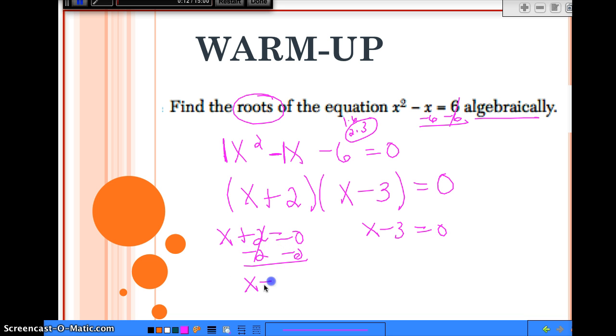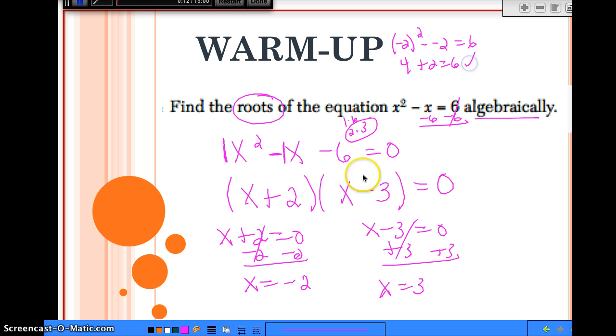And that gives me one possible root of negative 2 and one possible root of 3. Then you're going to want to check them. So go ahead and put that back in. If I did negative 2, that would be negative 2 squared minus negative 2 equals 6. That's 4. Negative negative gives me 6. It checks.